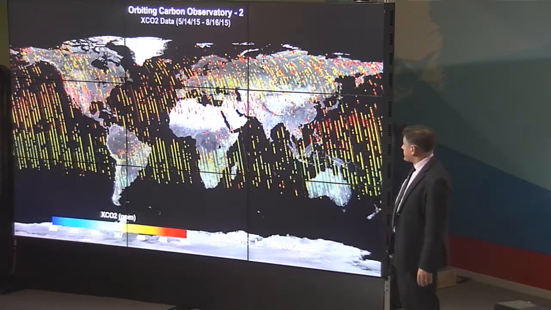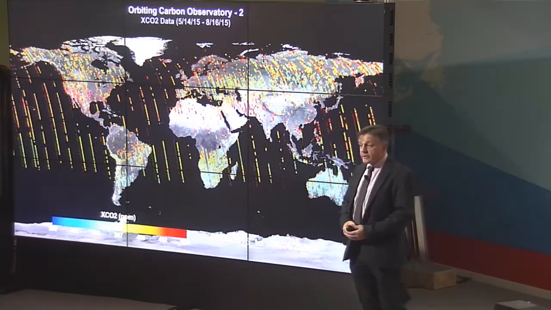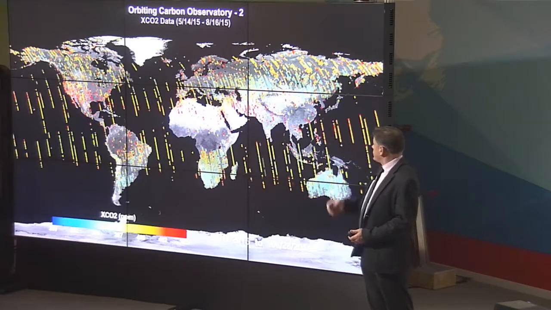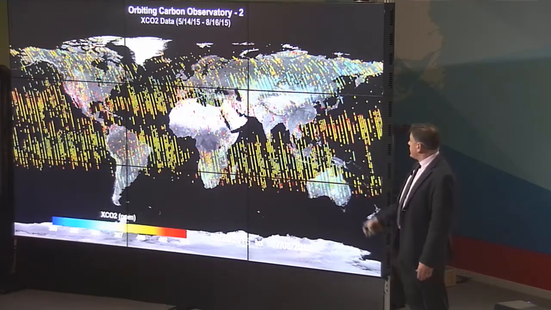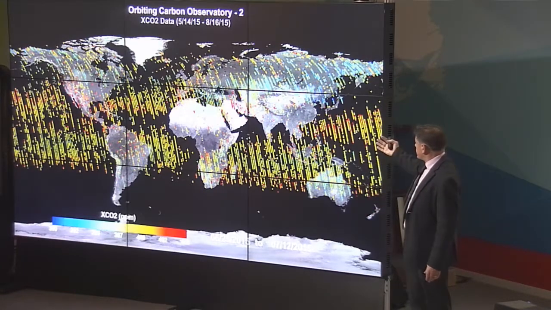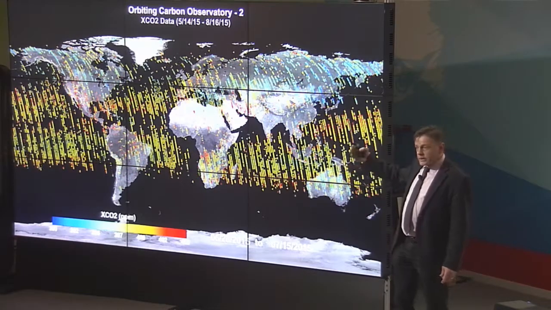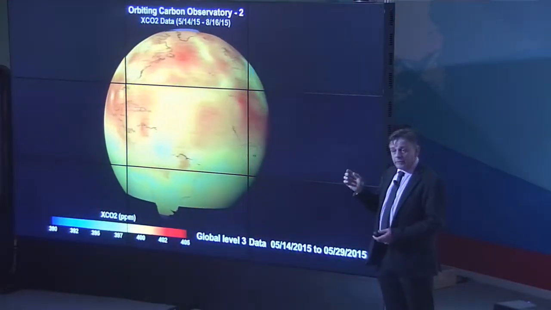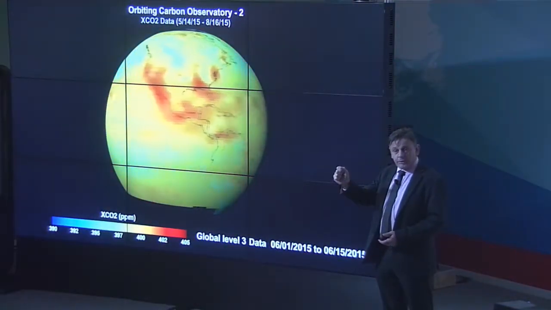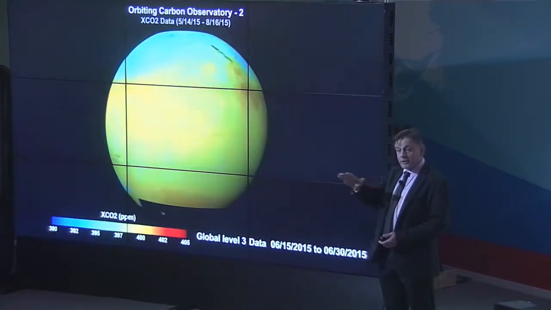What NASA also has is an observation capability. It's building up this observing capability with the OCO2, the Orbiting Carbon Observatory, the second version. And this is showing observations from OCO2. What you see is that they're actually quite sparse. You were getting a few thousand measurements per day along those tracks that you can see. Even those few thousand measurements per day are way more than we have from any other observing system.